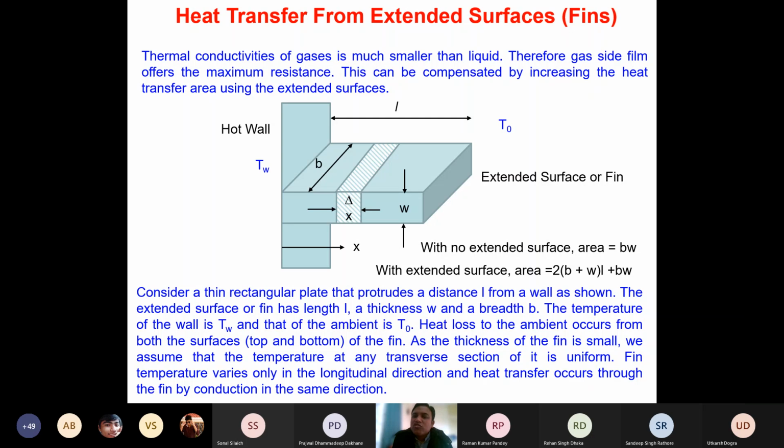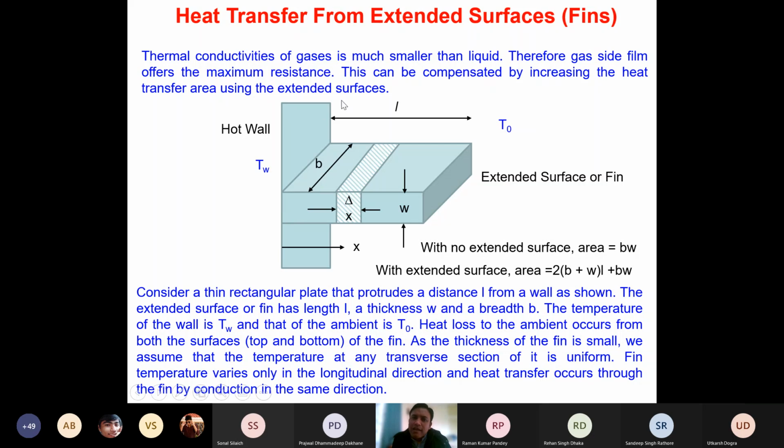Okay, so why do we in general have such extended surfaces? The reason behind this is, very often what we want is faster heat dissipation to the air. In this case, let's say this is the wall. We want to have a dissipation of the heat from this wall to the ambient.